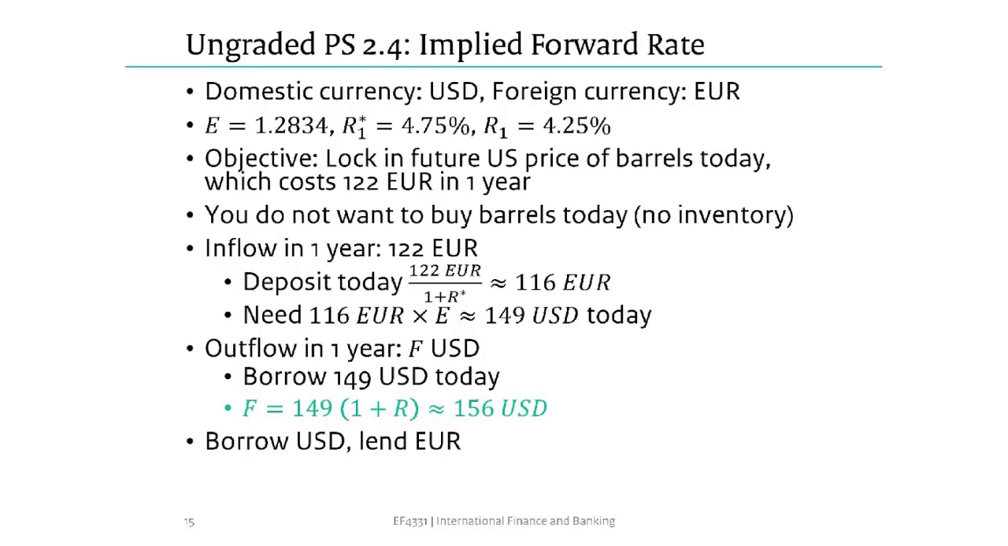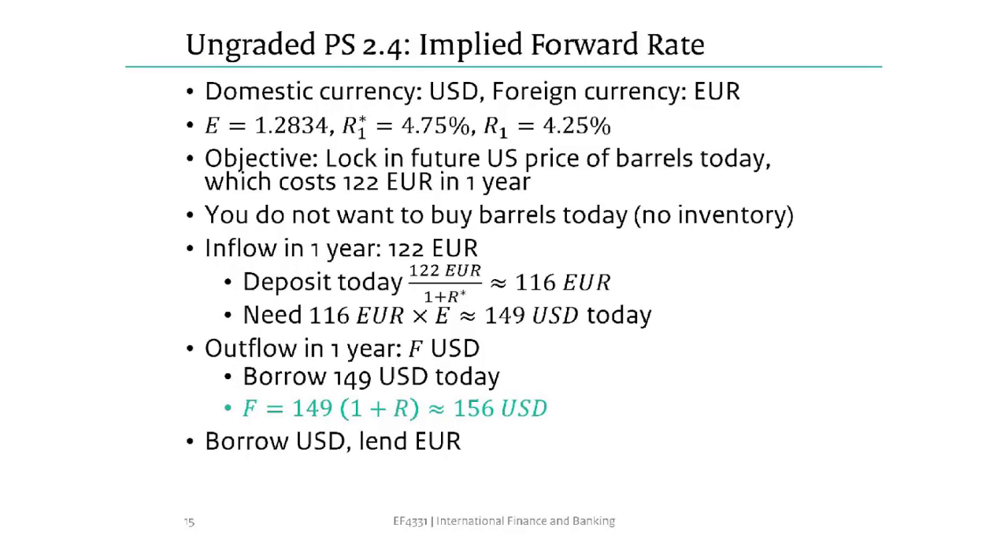So we can borrow this money, enough so that we can pay off the fixed price we want, whatever it is. We need to solve for it. Let's borrow 149 and then promise to pay it back at the domestic interest rate R of 4.25%. So 149 times 1 plus R gives us 156.